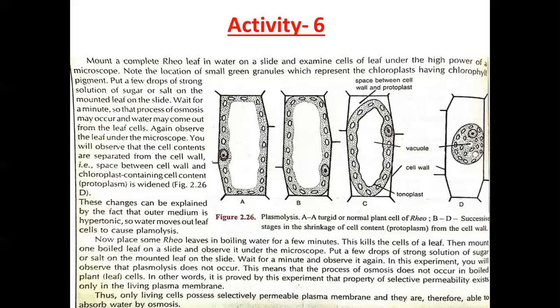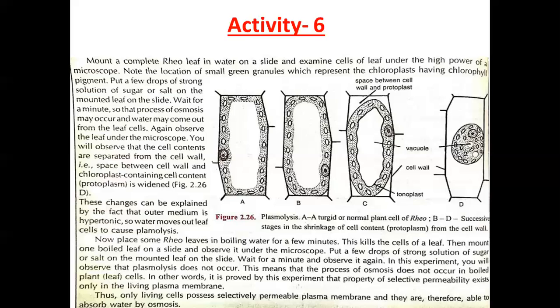Now place some Rhoeo leaves in boiling water for a few minutes. This kills the cells of the leaf. Then mount one boiled leaf on a slide and observe it under the microscope. Put a few drops of strong solution of sugar or salt on the mounted leaf on the slide. Wait for a minute and observe it. Again, in this experiment, you will observe that plasmolysis does not occur. This means that the process of osmosis does not occur in the boiled leaf.